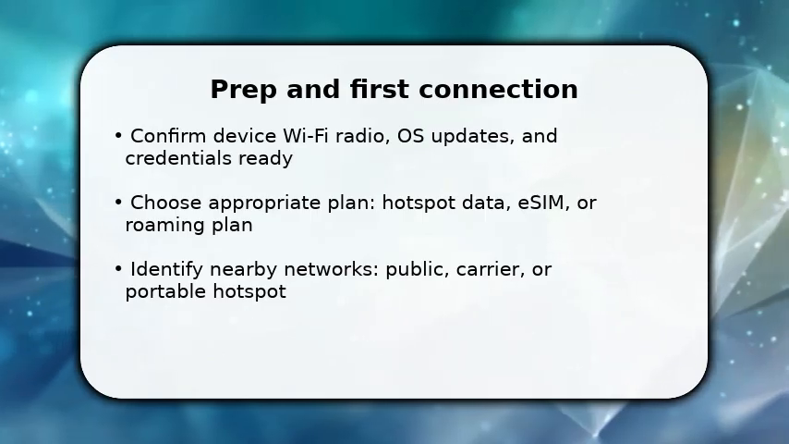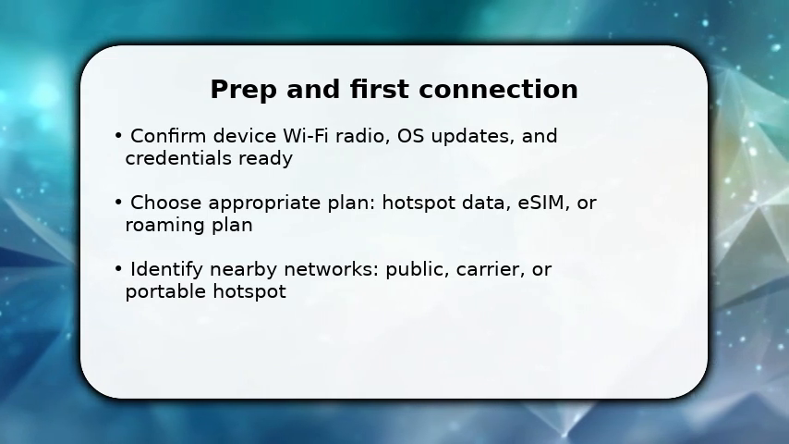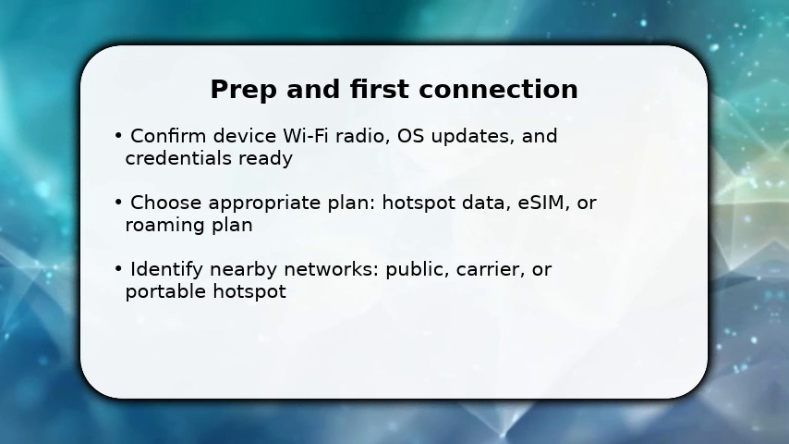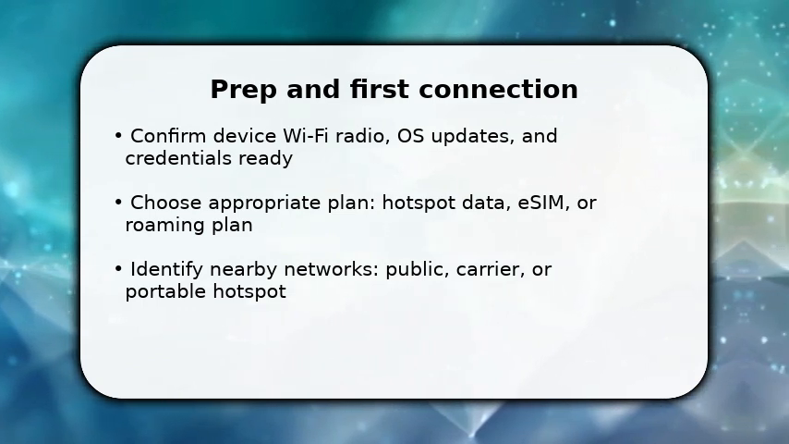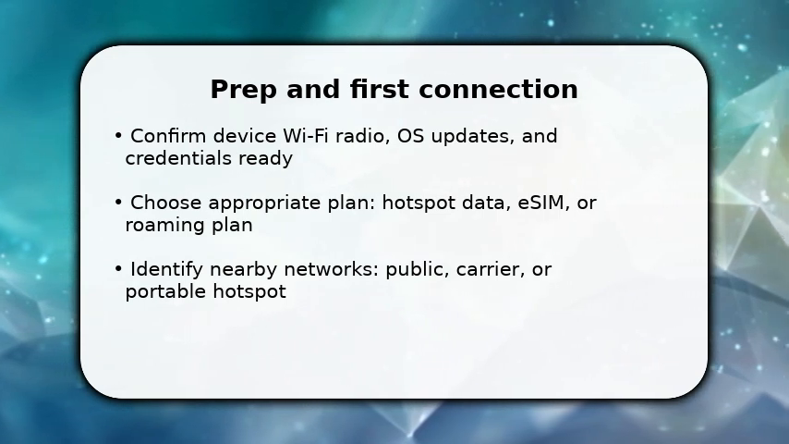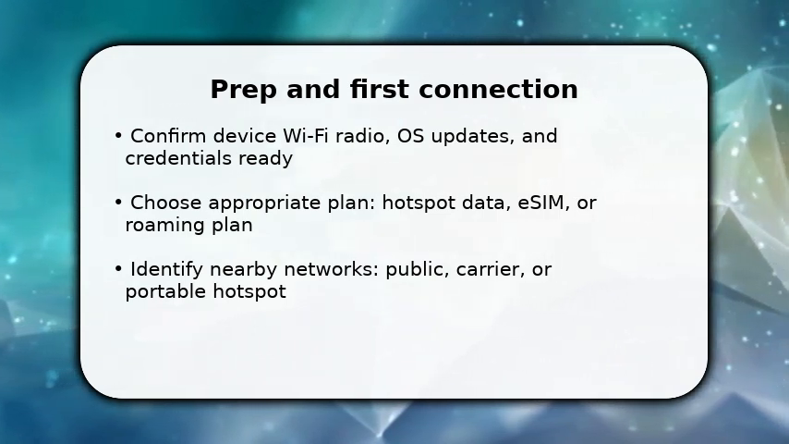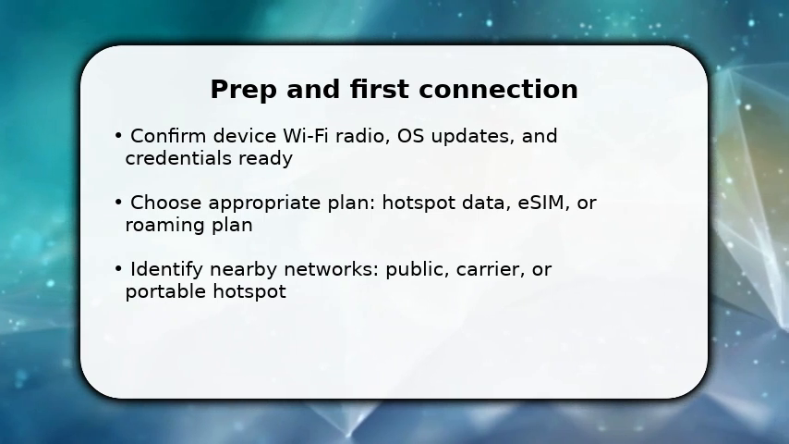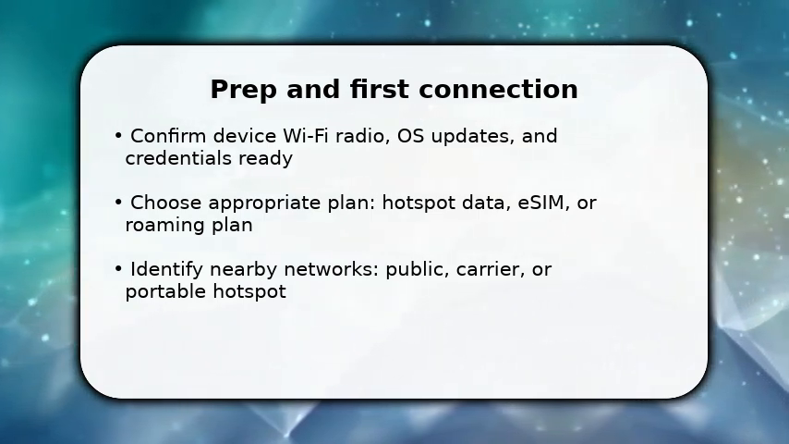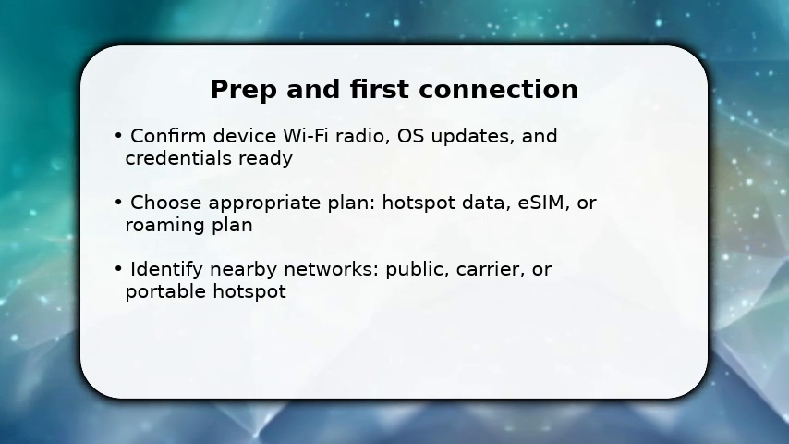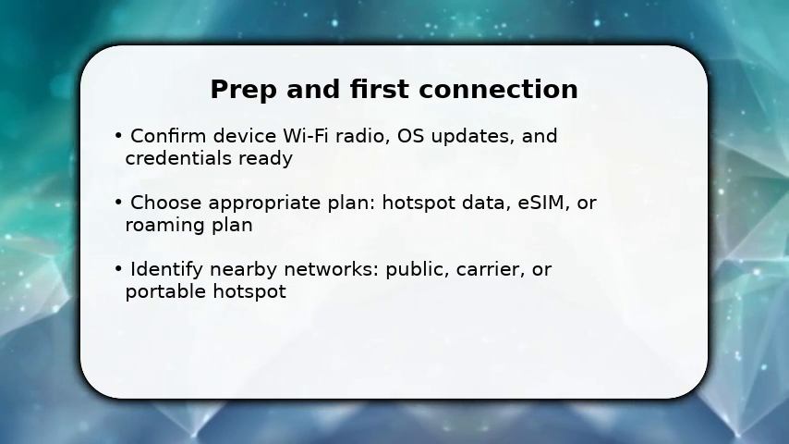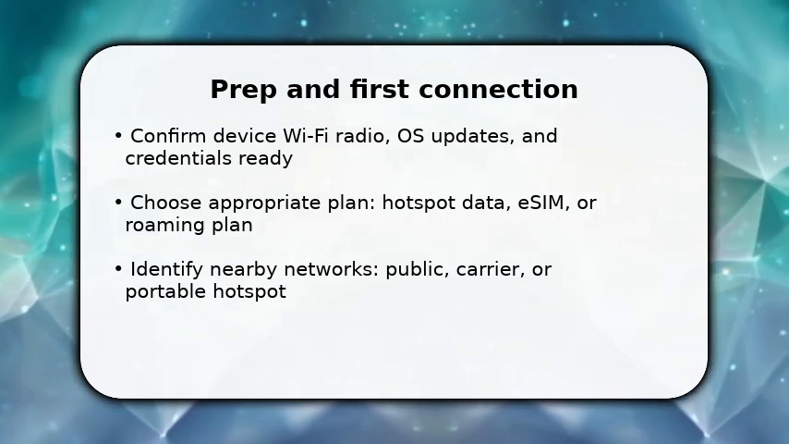You start by verifying prerequisites. Make sure your device Wi-Fi is enabled, the OS is updated, and you have login credentials for any account or carrier. Next, pick the best method: built-in carrier roaming, a portable hotspot device, or an eSIM data plan, because each affects speed, cost, and security. Once chosen, enable hotspot or install eSIM profile, then scan for networks and confirm signal strength. That gets you into the first actionable connection step without delay.